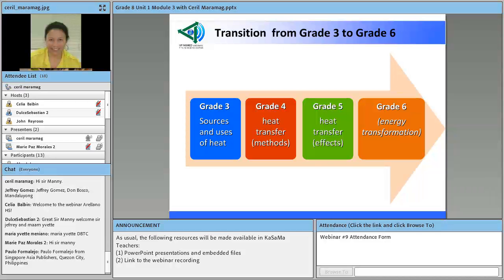Because in grade 6, one of the important ideas is that energy exists in different forms and can be transformed from one form to another. For example, for heating appliances, transformation of electrical energy to heat, or transformation of chemical energy to heat, okay?